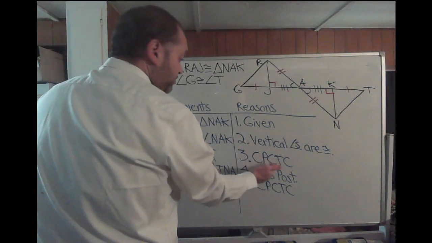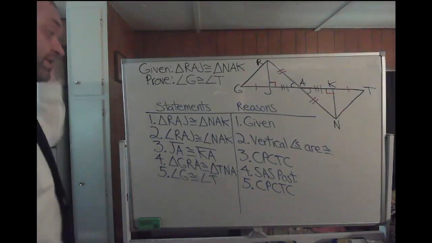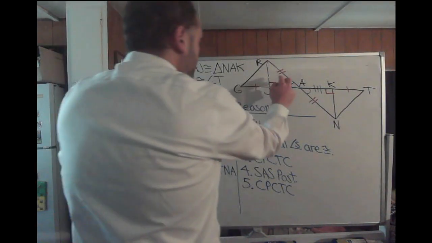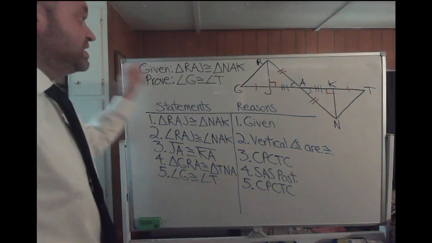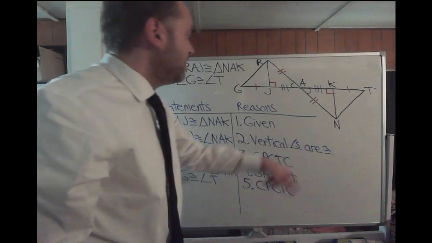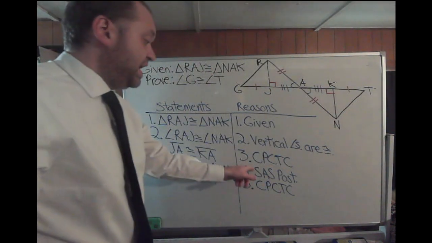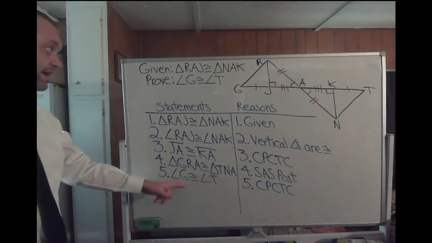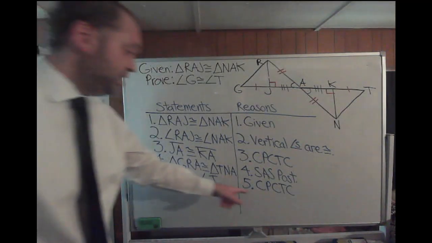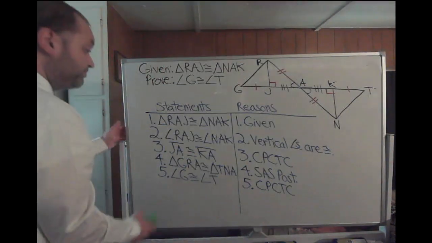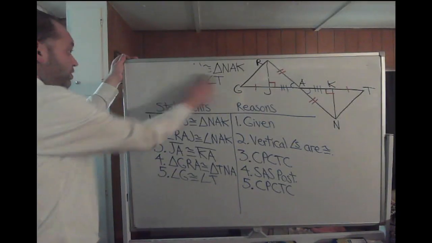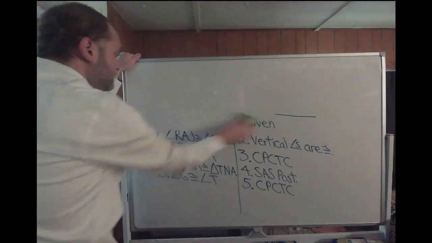And then if you take a step back and look at the whole picture, consider these as two triangles. You combine each half, you can say triangle GRA is congruent to triangle TNA by the side angle side postulate, which would then lead you finally to conclude that angle G is congruent to angle T by corresponding parts of congruent triangles are congruent. So sometimes you also work in reverse. You start smaller, then get bigger. It's just a matter of being able to discern which way the proof is leading, which way the diagram's leading.